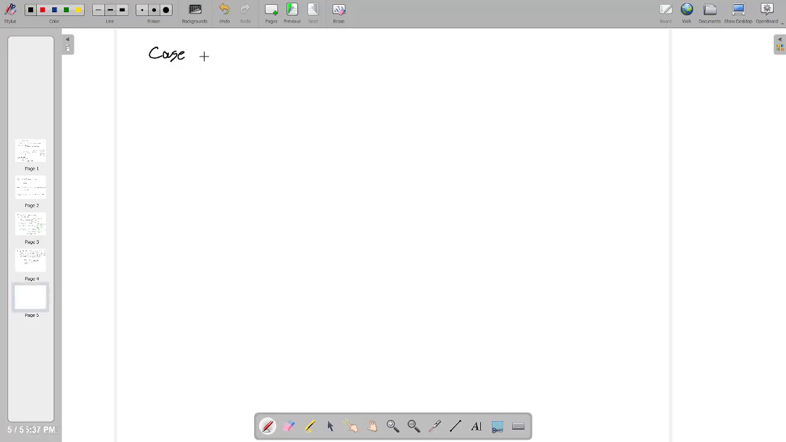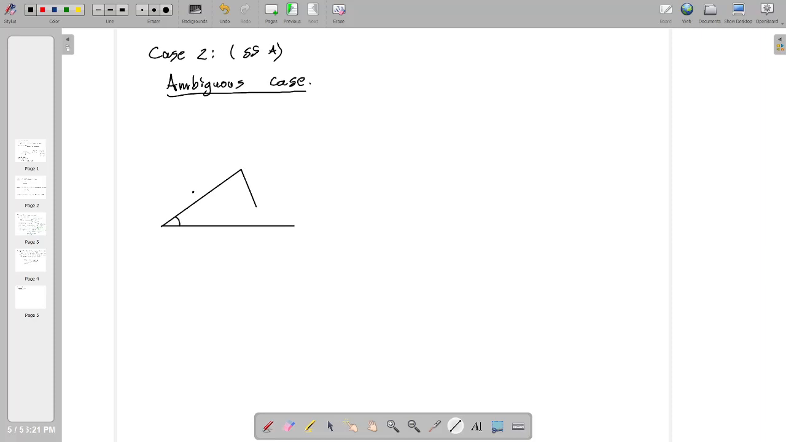Move on to case 2, where we know 2 sides and an angle. Now this case is called the ambiguous case. In the ambiguous case, there are 3 possibilities. You either have no solution, 1 solution, or 2 solutions. So that we have this as our known so far. Suppose that we know this angle, this side, and this side here. I'm going to come back to this side in a second.